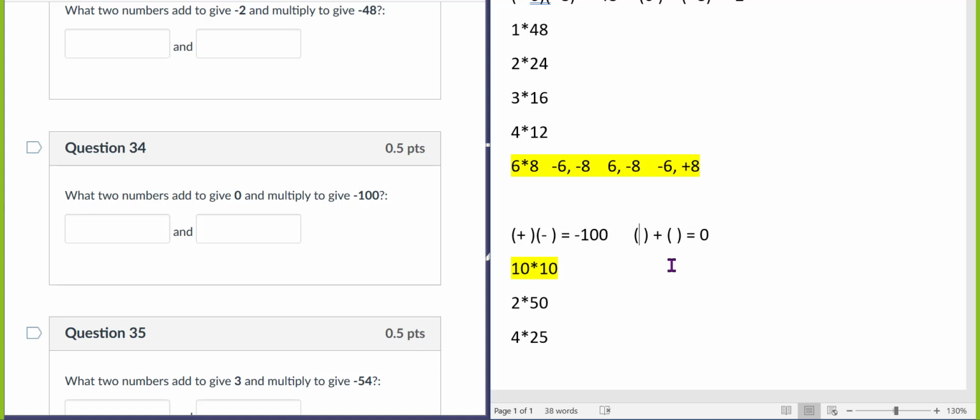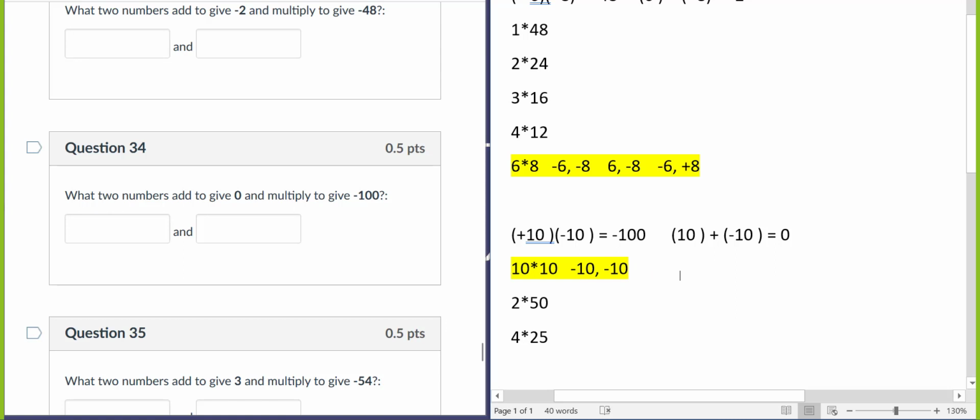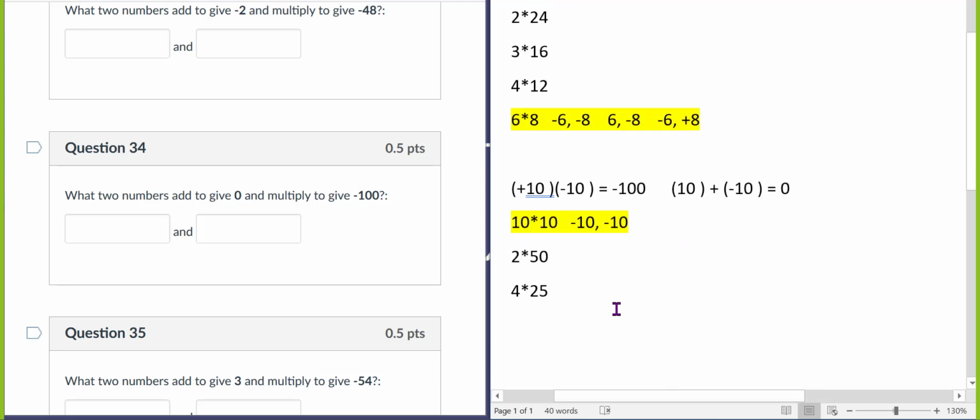So what about a +10 and a -10, right? They add to 0, and then when I multiply them, +10 times -10, I get negative 100, right? And again, not everything's going to work. Like a negative 10 and a negative 10, they would multiply to positive 100 and they would add to negative 20. So that doesn't work, right? So you've got to be careful. You've got to be very specific.